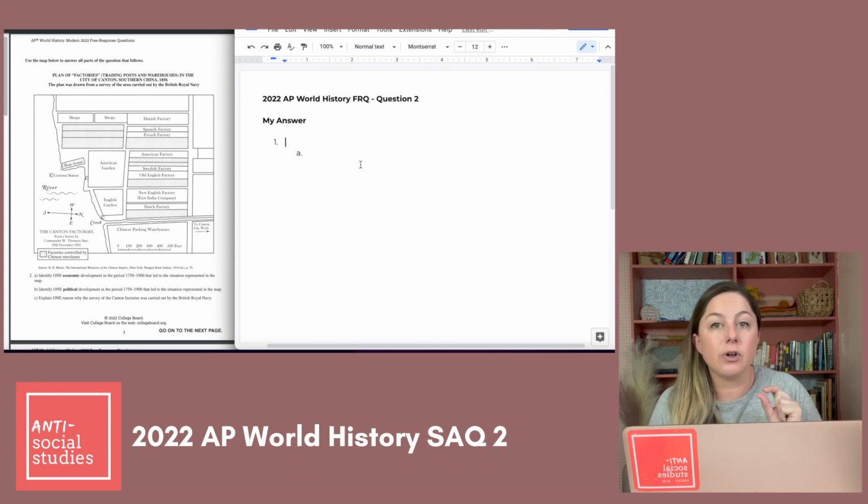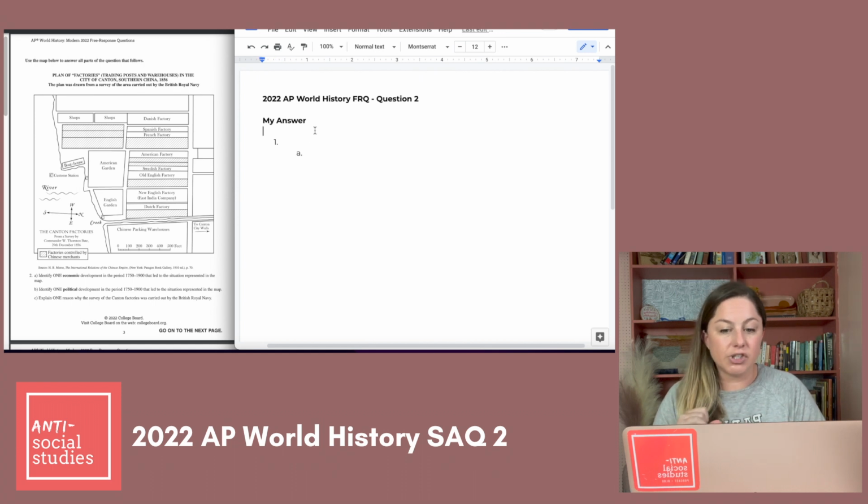As always, when you are looking at a visual document, you read the source information word for word. Normally, most of the information you need in a visual document, whether it's a painting, a work of art, or a map, you're going to find in the source information. So this is a plan of factories, which includes trading posts and warehouses in the city of Canton, which is in southern China, in 1856. And this plan was drawn from a survey of the area carried out by the British Royal Navy.